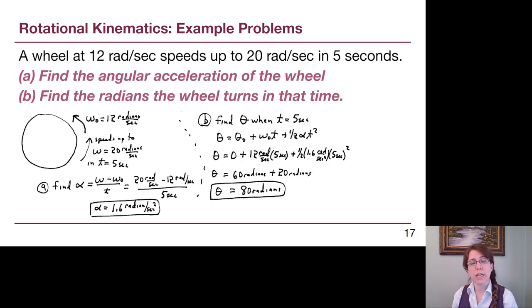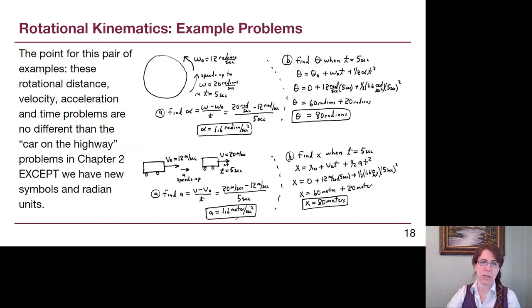The key thing here is that here in chapter 10, these same kind of problems have exactly the same kind of flow. So in this example, I use the same numbers, 12, 20, and 5, but we recognize that the units are different. This is a wheel that is rotating instead of a car that is driving, but the numbers work out the exact same way using the same overall process. The angular acceleration is 1.6 still, but now that's radians per second squared. And the angular distance is now 80 radians instead of a physical distance of 80 meters.